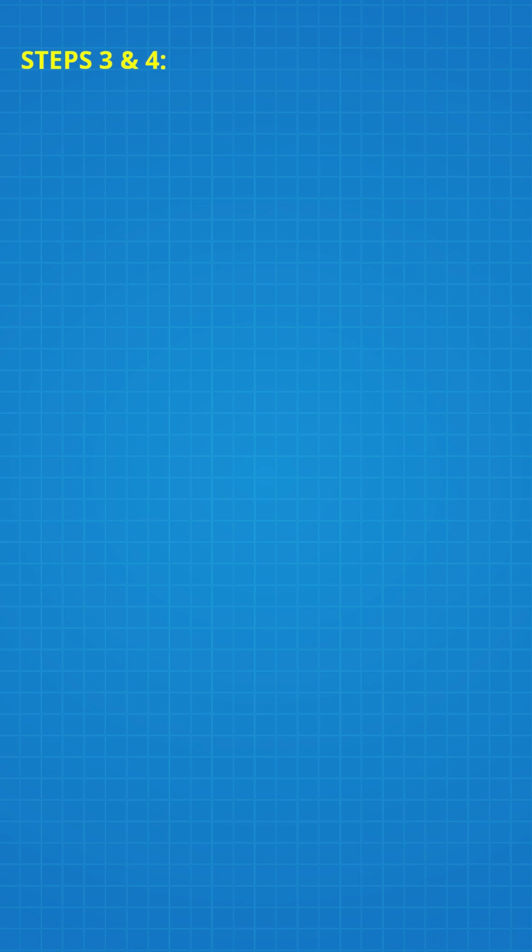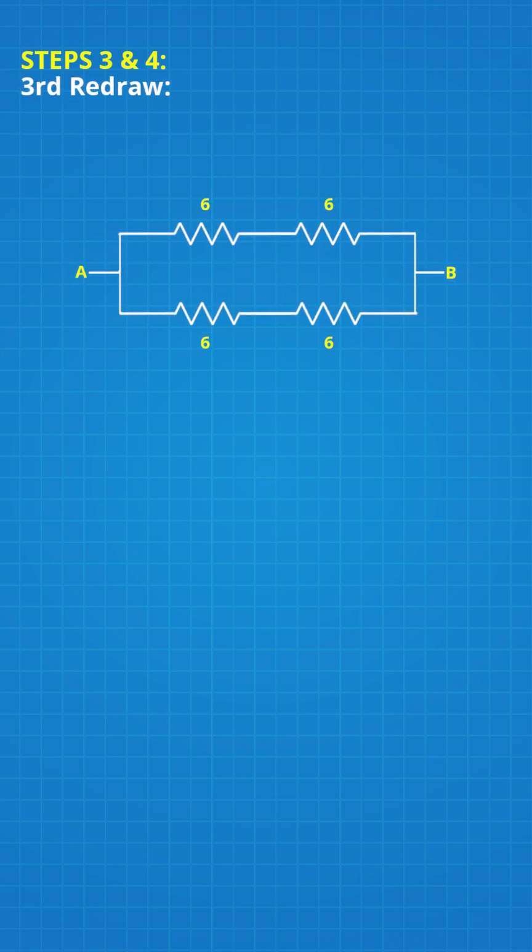Steps 3 and 4. Label this as the third redraw. Repeat steps 2 and 3 until the circuit has been simplified to a single equivalent resistance. In this case, the sum of 6 ohms plus 6 ohms equals 12 ohms. Follow the same procedure for the remaining sides.